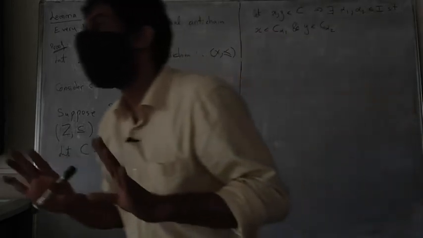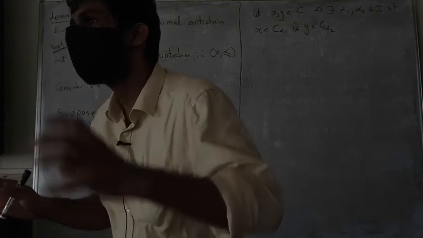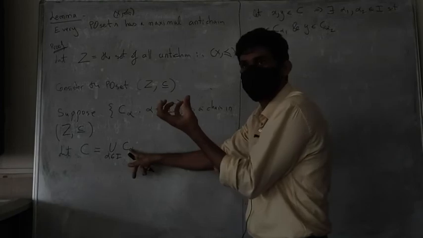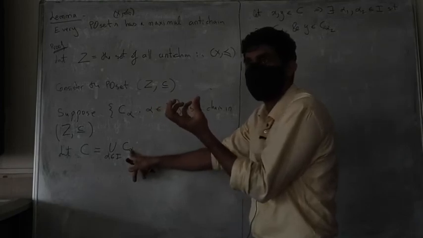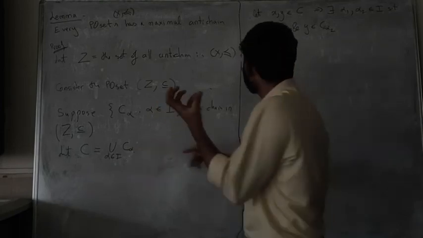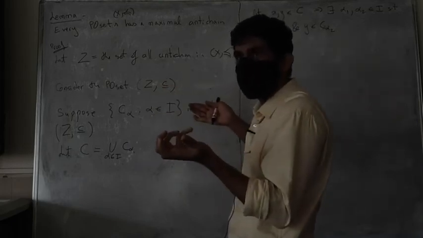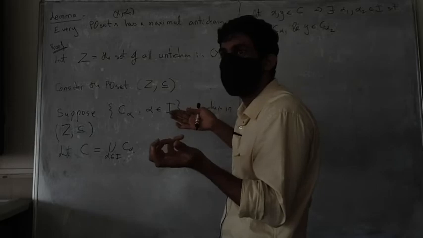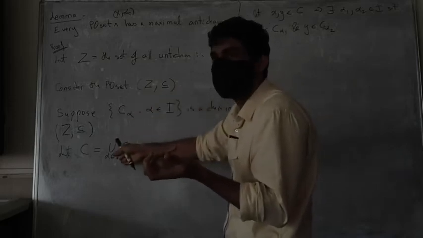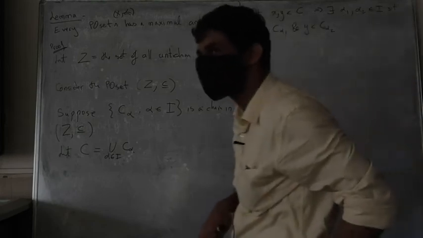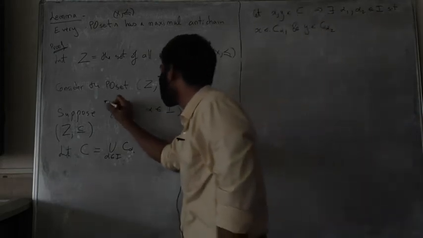To say that X and Y are not related, it would be sufficient to just take X and Y and push them inside one of these sets. Why? If I can show that X and Y are both in C alpha 1, that means X and Y would be not related. Why? Because C alpha is an anti-chain, right? Can I push both of them inside one of these sets? So that's again, you have to look at what this is.